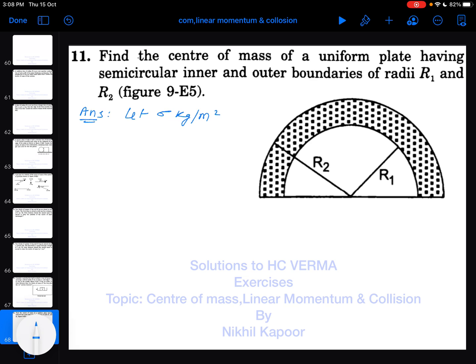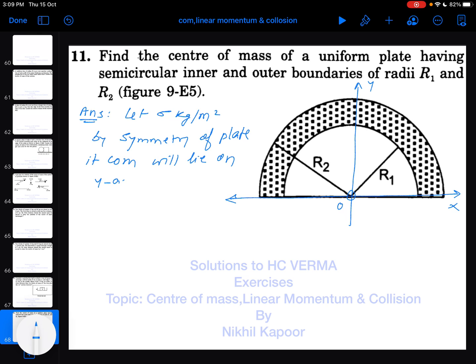And due to the symmetry of this diagram, we can say that its center of mass will be lying on the y-axis. From the center, this is the y-axis and this will be the x-axis. By symmetry of the plate, its center of mass will lie on the y-axis.